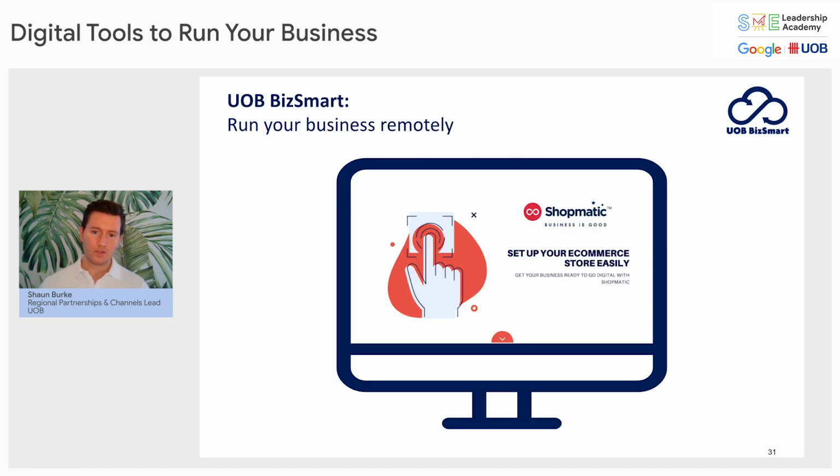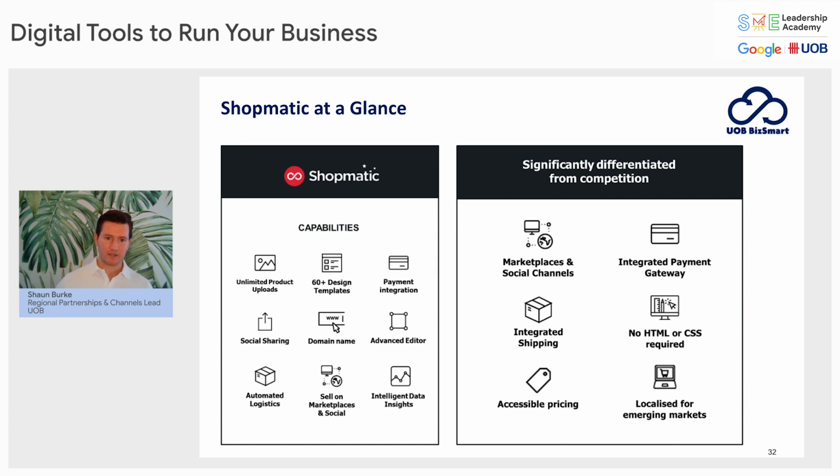So what Shopmatic does in terms of capabilities, it's not nickel and diming you on uploads and things like that. You can have unlimited uploads. You can manage your own online space in terms of your own digital presence quite easily, and they give you the tools to do that. There is integrated payment. There is integrated social sharing. They help you secure and set up your own domain names, your advanced editor across that digital space. There's automated logistics built into the tool, and selling on marketplaces and social can be done seamlessly. So we're talking about more of an omni-channel approach.